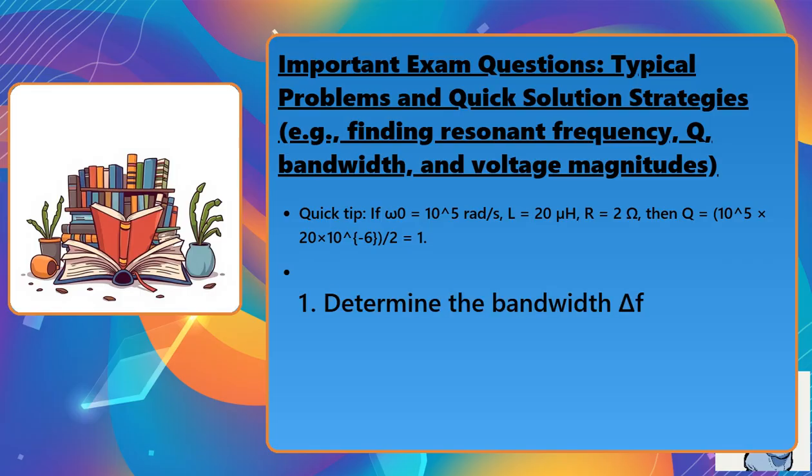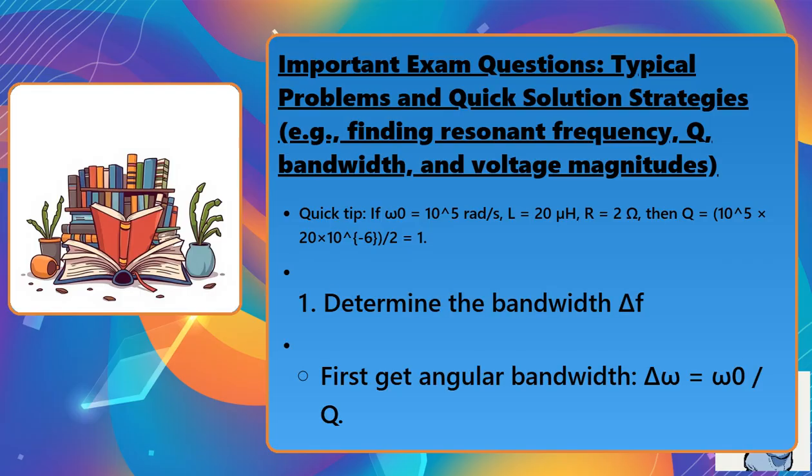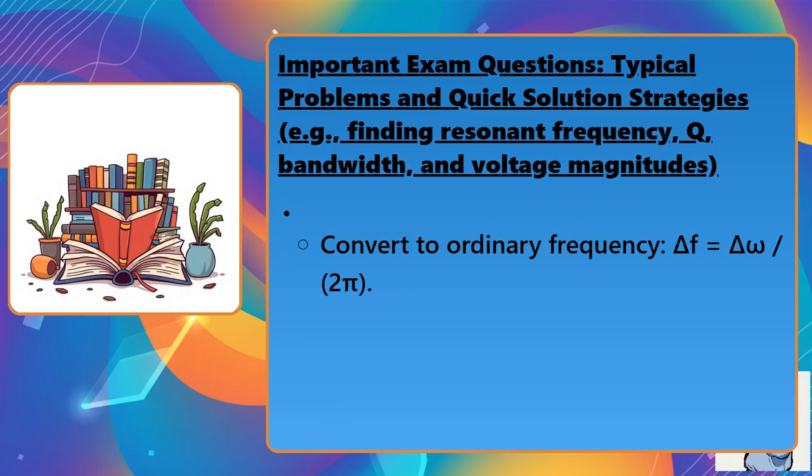3. Determine the bandwidth Δf. First, get the angular bandwidth Δω = ω₀/Q. Convert to ordinary frequency: Δf = Δω/2π. If Q = 50 and f₀ = 1 megahertz, then Δf = f₀/Q = 20 kilohertz.